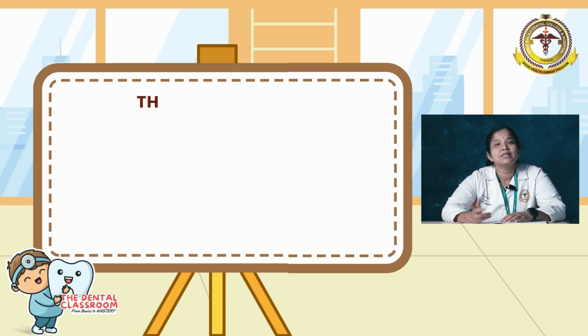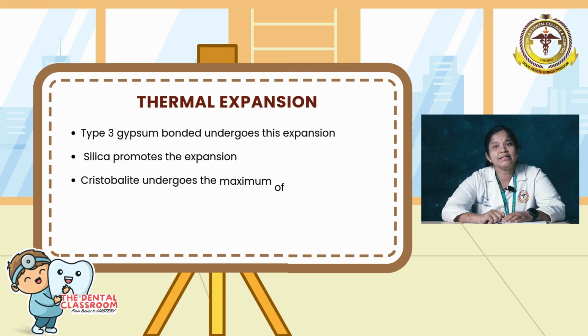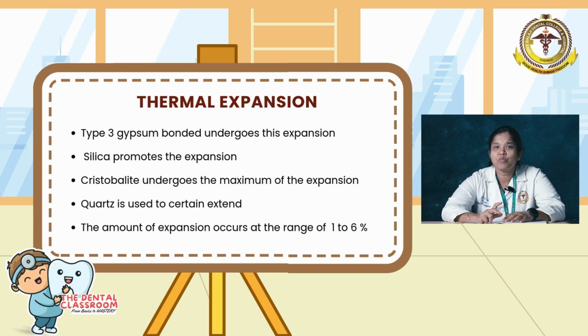Okay. Going on to thermal expansion. Again, I am repeating, the gypsum bonded investment type 1 and type 3 undergo thermal expansion. In thermal expansion, the ingredient which promotes the thermal expansion is again the silica. I already mentioned various allotropes of silica, out of which cristobalite undergoes the maximum thermal expansion. So, the important ingredient of a gypsum bonded investment is cristobalite.